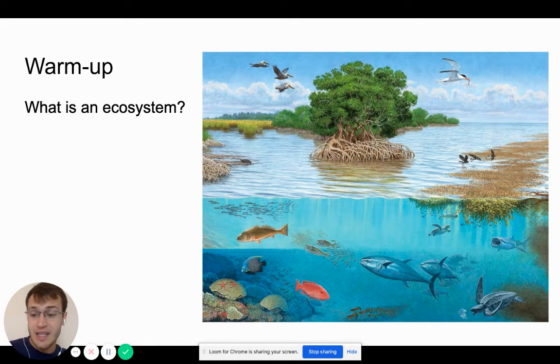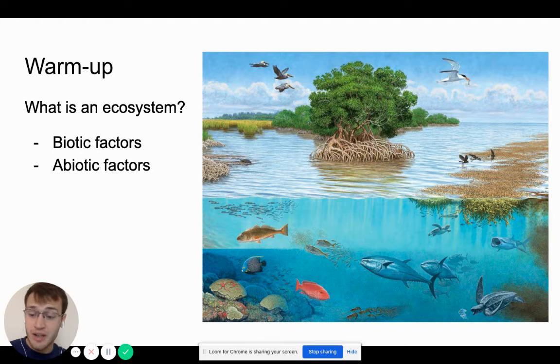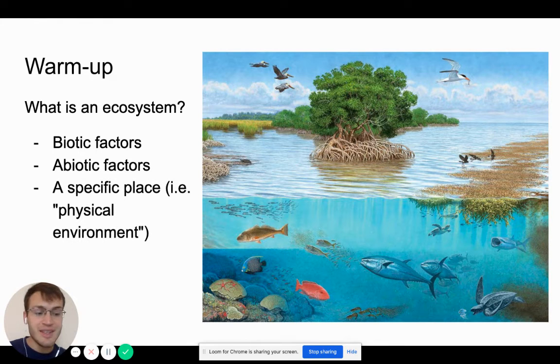The question was, what is an ecosystem? I hope you wrote your answer. In class, we shared out answers, but I'm just talking to a computer right now. So I will tell you there are 3 components of an ecosystem. There are biotic factors, there are abiotic factors, and there is a specific place, something like a physical environment or an area. So your definition has to have all 3 of these things. Biotic factors, remember, means living. Abiotic factors means not living.